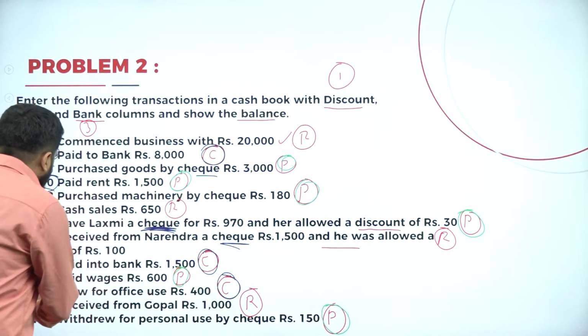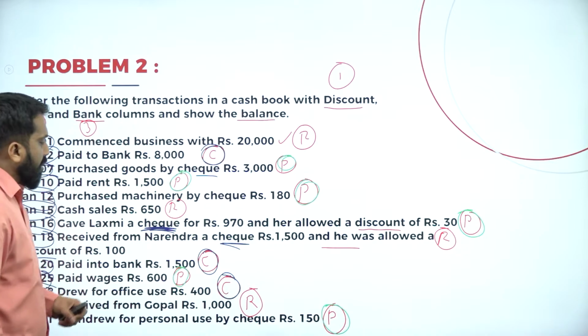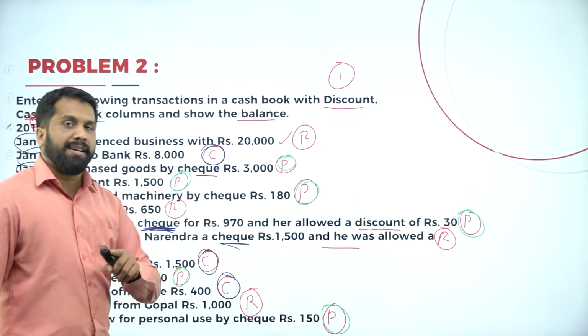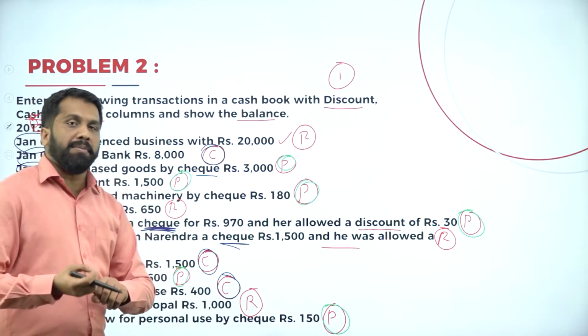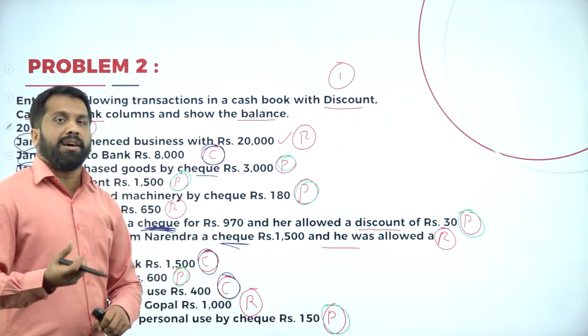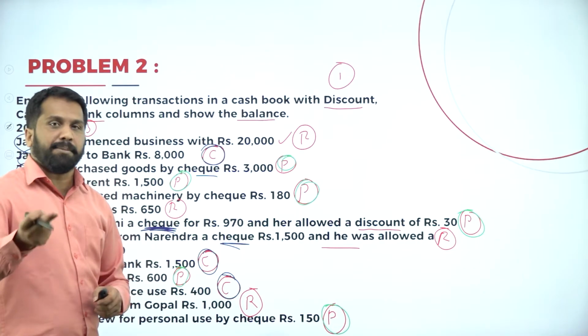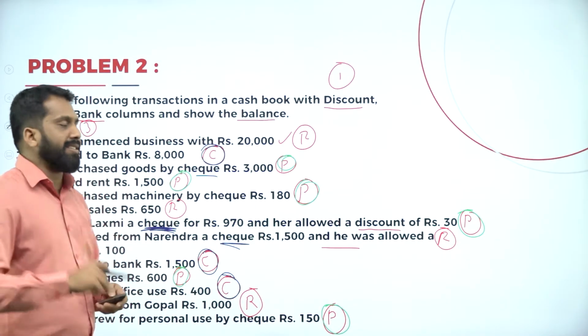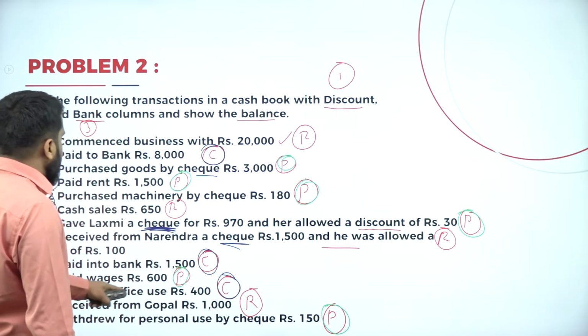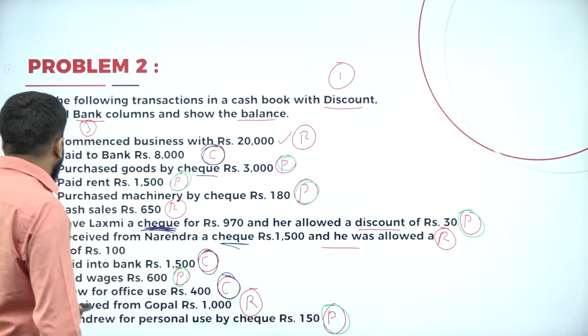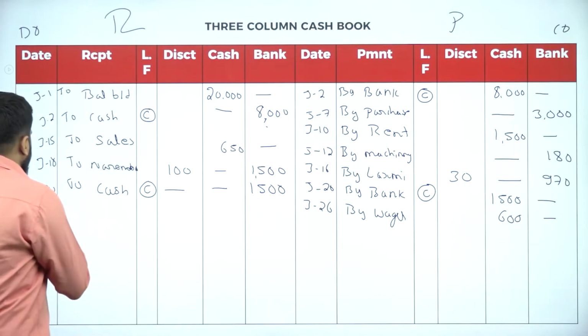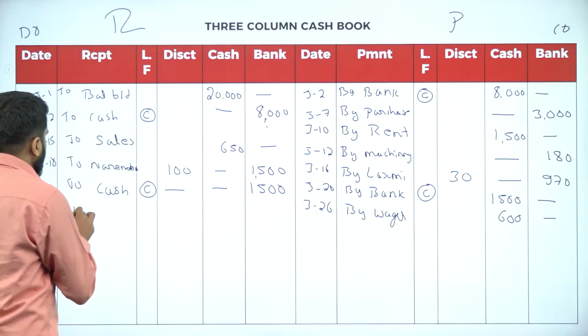Next, Jan 28th, draw for office use. Office use means what? Contra. Again, draw means you are receiving cash. Who is the giver? Bank. So, for bank, it is a payment. For cash, it is a receipt. So, how much it is? 400. Draw. Jan 28th, to bank.